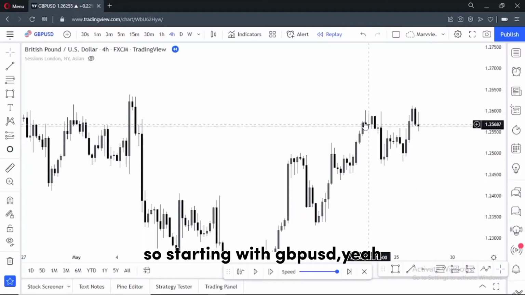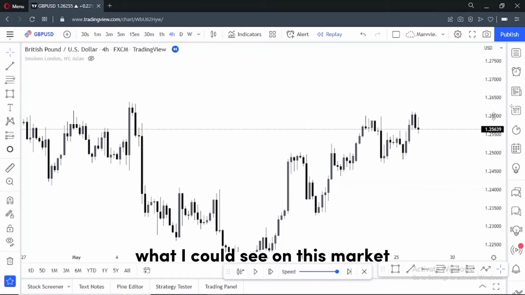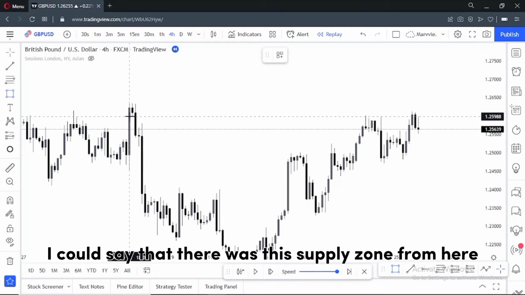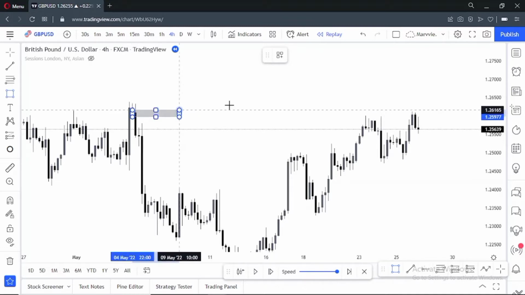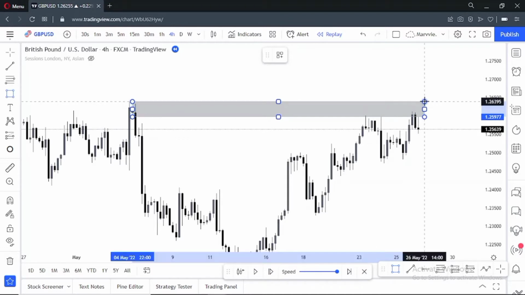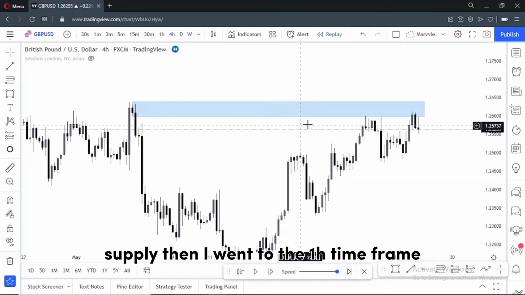So starting with GBPUSD here, what I could see on this market coming into London session on Thursday was that there was this supply zone from here. So I highlighted the supply zone that I could see. Then I went to the 1 hour time frame.